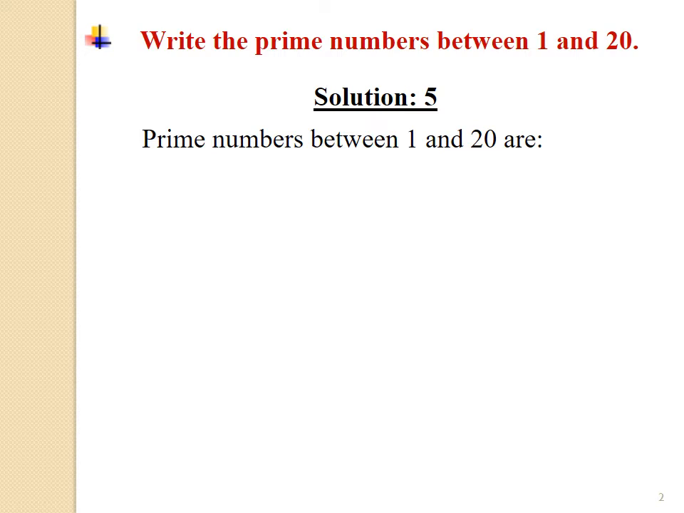Prime numbers between 1 and 20 are, students, we know that 1 is neither prime nor composite. So we don't have to write 1. Students, we know that 2 is the smallest prime number which has only two factors, namely 1 and 2. So we have to write 2. Students, we know that 3 is the smallest odd prime number which has only two factors, namely 1 and 3 itself. So we have to also write 3.